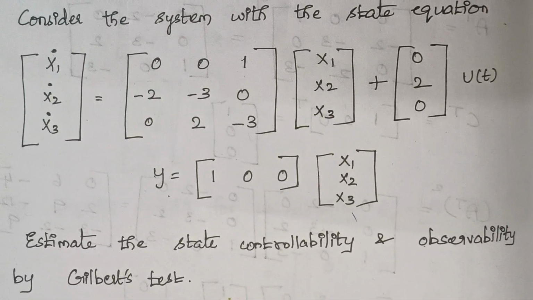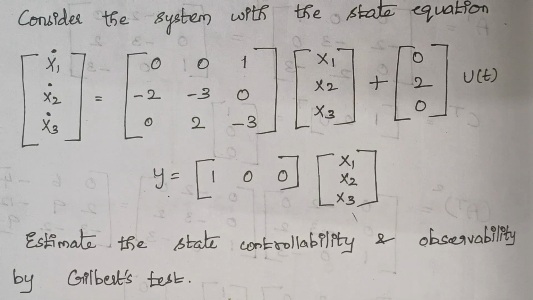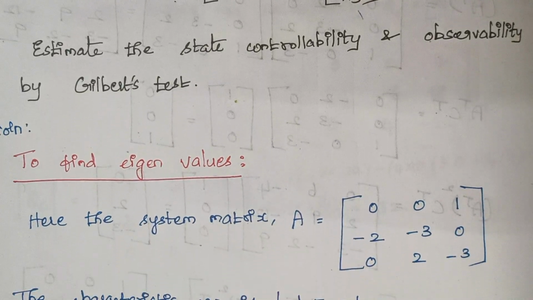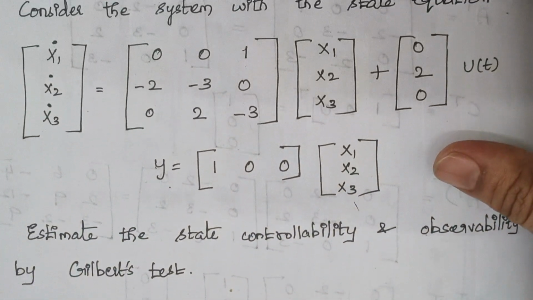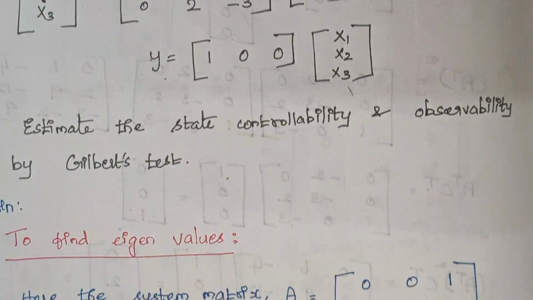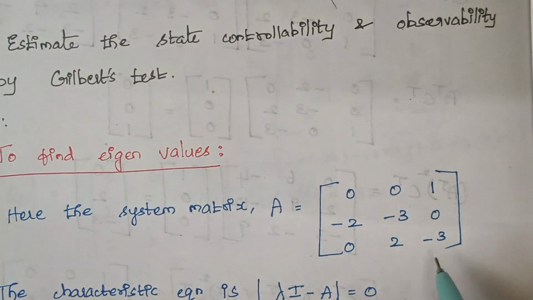Regarding Gilbert's test, the first step is to calculate the eigenvalues. From the eigenvalues, we will proceed according to the steps we need. So the first thing is to find the eigenvalues. From the given problem, this is your A matrix.